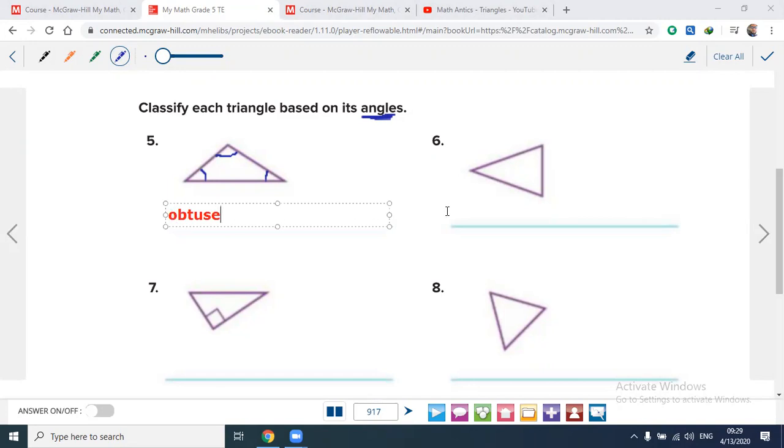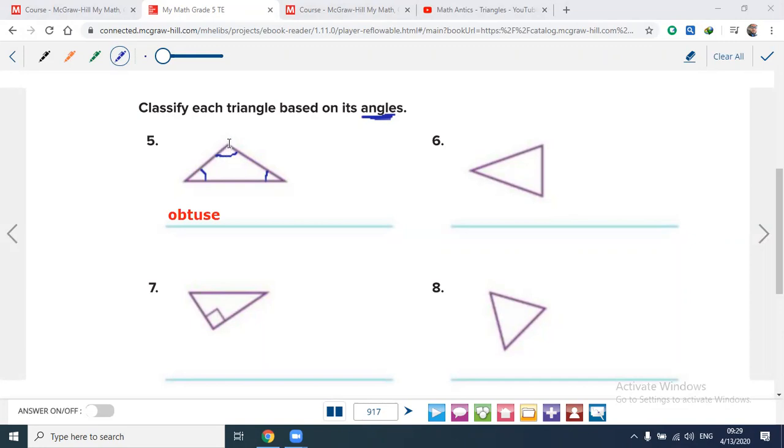Okay, is it clear? Number 6. Teacher, the top one is like straight. Which top one? The top angle. The top angle is obtuse. It's obtuse. This is an obtuse angle, a wide angle, greater than 90.